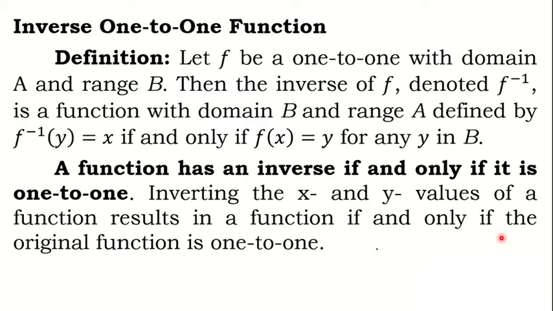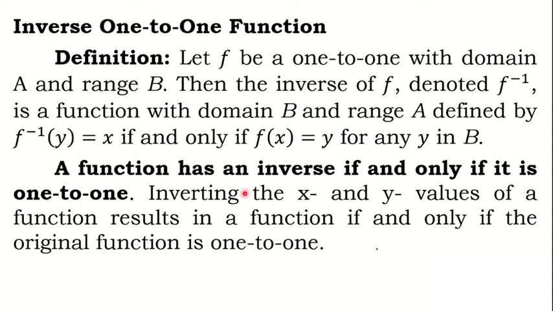Next, the inverse of a one-to-one function. The definition: let f be a one-to-one function with domain A and range B. Then the inverse of f, denoted f negative 1, so you put a negative 1 on top to show that it is an inverse, is a function with domain B and range A, defined by f inverse of y equals x if and only if f of x equals y for any y in B. So the y value becomes x, and the x becomes y.